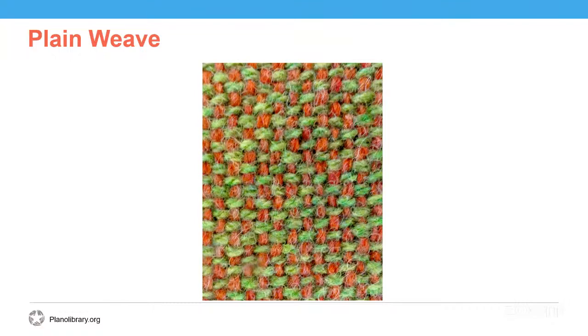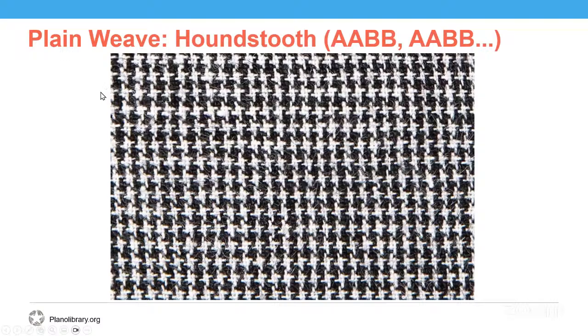However, using plain weave, we can also create different patterns like houndstooth. So houndstooth is created by using different colors in the under over. First we'll maybe start with black, black, and then we'll go white, white, black, black, white, white, black, black, white, white, and so on and so forth. And we'll do that for the warp as well as the weft. Each time it's going to be AABB, AABB.